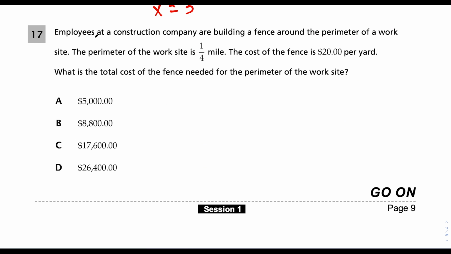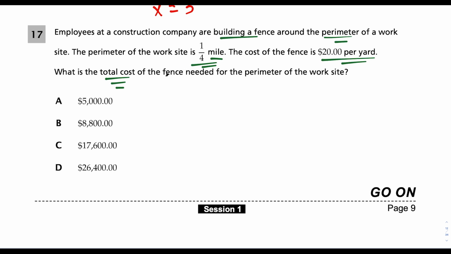So question 17, we have employees at a construction company building a fence around the perimeter of a work site. The perimeter of the worksite is 1/4 of a mile, and we are told the cost of fence is $20 per yard. What is the total cost of fence needed for the perimeter of the worksite? Well, one thing to be careful with right away is that the perimeter is given to us in miles, and the cost of the fence is given to us per yard.